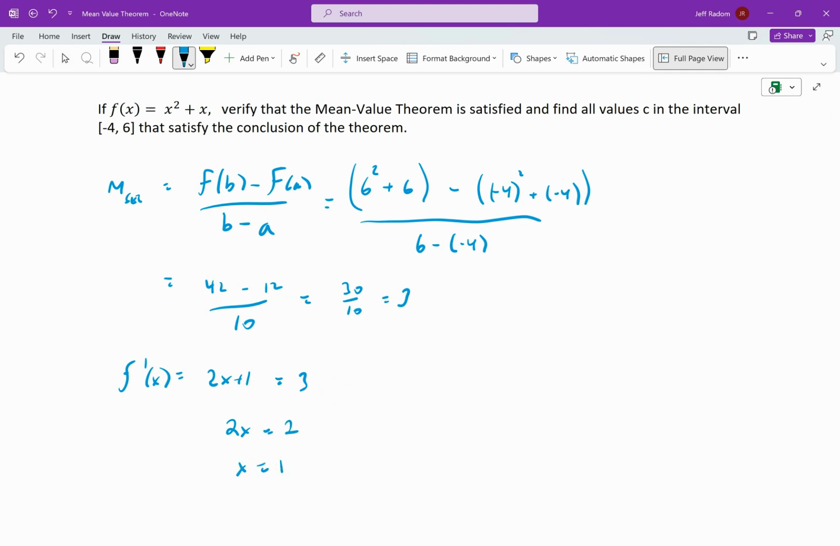So find all values of c that satisfy the condition of the theorem. We would say when x is 1, the slope of the tangent line, or the instantaneous rate of change, is equal to the slope of the secant line, 3. So when x is 1, we have a slope of 3, which is the same as the average between -4 and 6. So that's the mean value theorem.